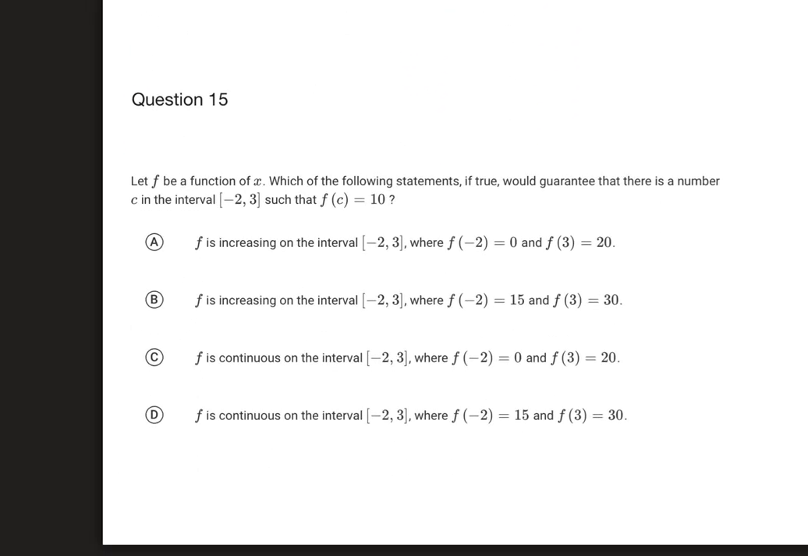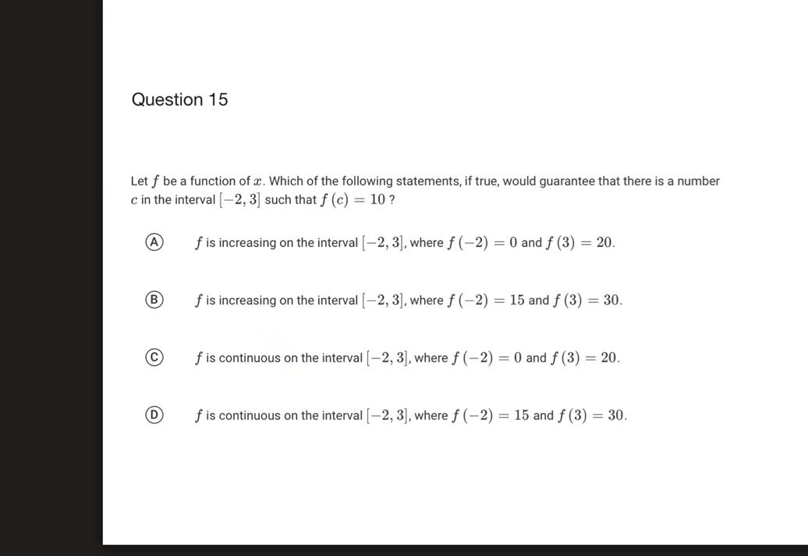Okay, last one, they say, let f be a function of x. Which of the following statements, if true, would guarantee that there's a number c in the interval from -2 to 3 such that f of c equals 10? Okay, so real similar to 14. They don't ask you for the value of c where the function equals 10. They just said, is there a value of c? Or, which of the following statements, if true, would guarantee that there is a value of c without caring what that value is necessarily, such that f of c equals 10. So this is another intermediate value theorem type question.